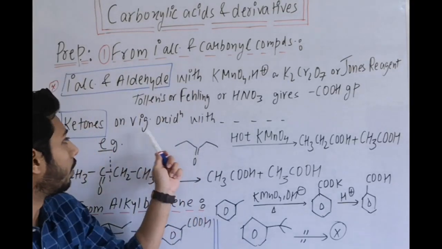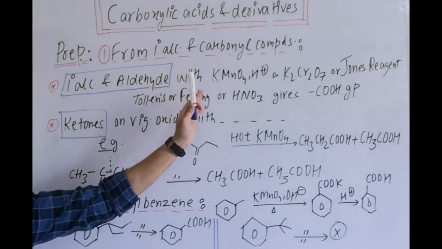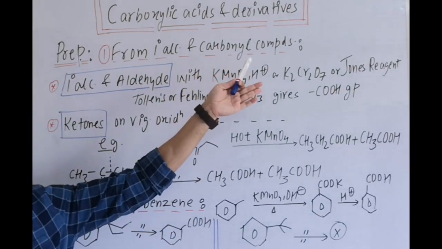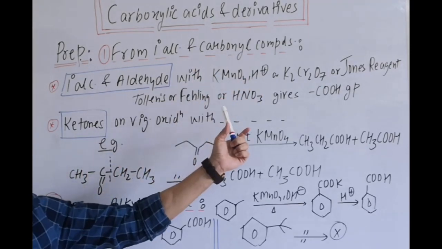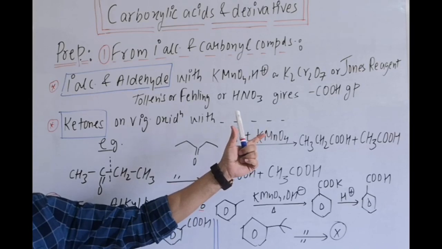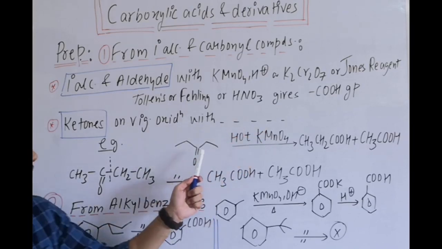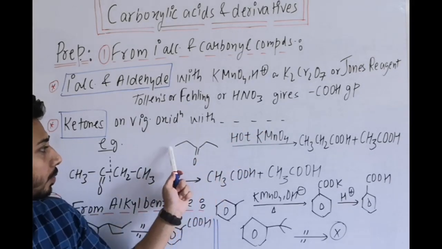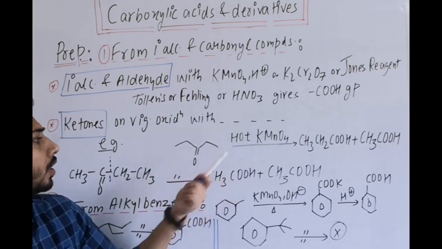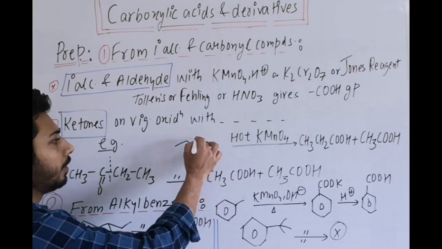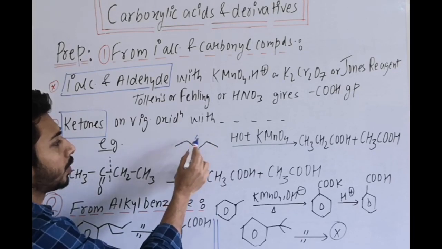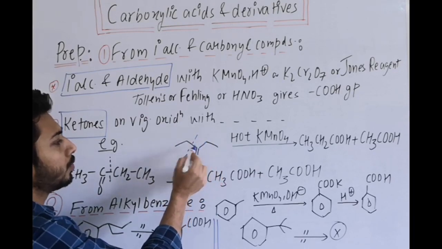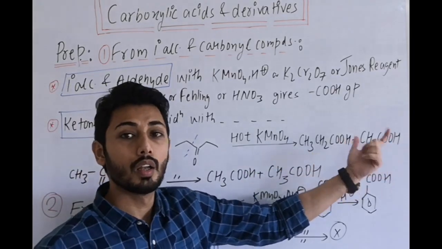So here, on vigorous oxidation with dichromate, KMnO4 or Jones reagent, ketones give smaller carboxylic acids due to cleavage of the carbon bonds. Like in this example, both sides have the same arrangement, C2H5, C2H5. So from either side we can cleave the bond like this. This part will give CH3COOH and this part gives CH3CH2COOH.